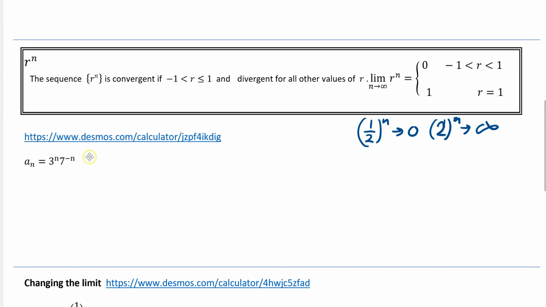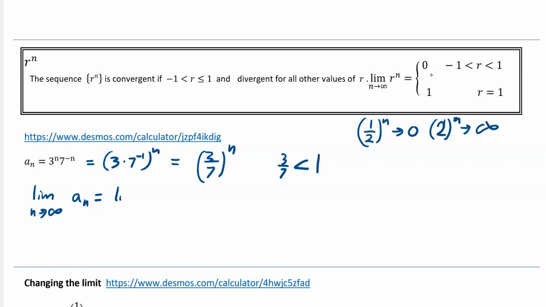So when you see exponents like this with the n, what you want to do is try to get them together so that you can find out what the r is. You notice they both have a power of n, right? So we can rewrite this as 3 times 7 to the negative 1, to the power of n. And if you check it, we get 3 to the n and 7 to the negative n. So now this would be 3 over 7 to the power of n. And you can see that 3 over 7 is less than 1. So if it's between negative 1 and 1, we know that this is going to go off to 0. So we can say now the limit as n approaches infinity of a sub n is equal to the limit as n approaches infinity of 3/7 to the n, which would be 0.